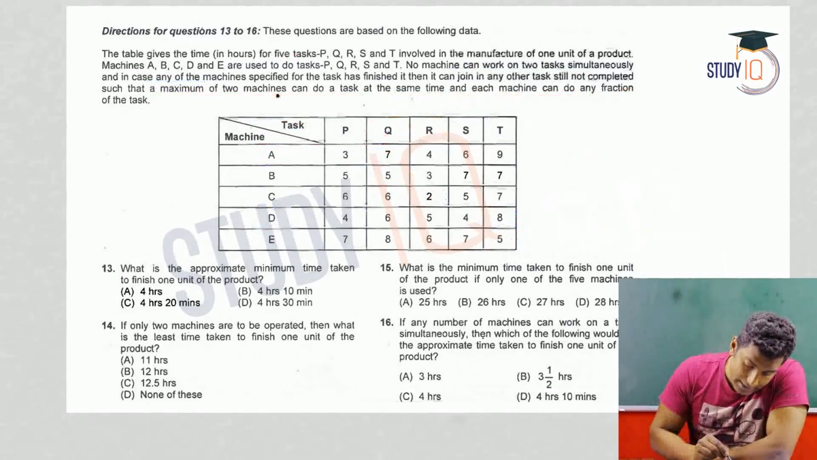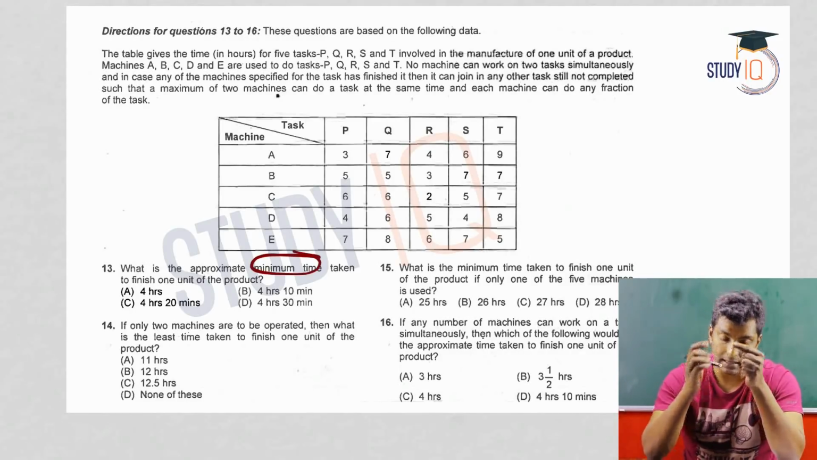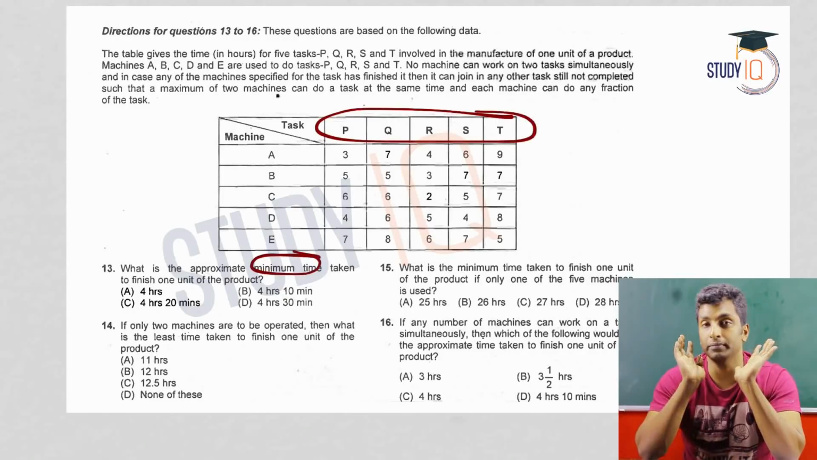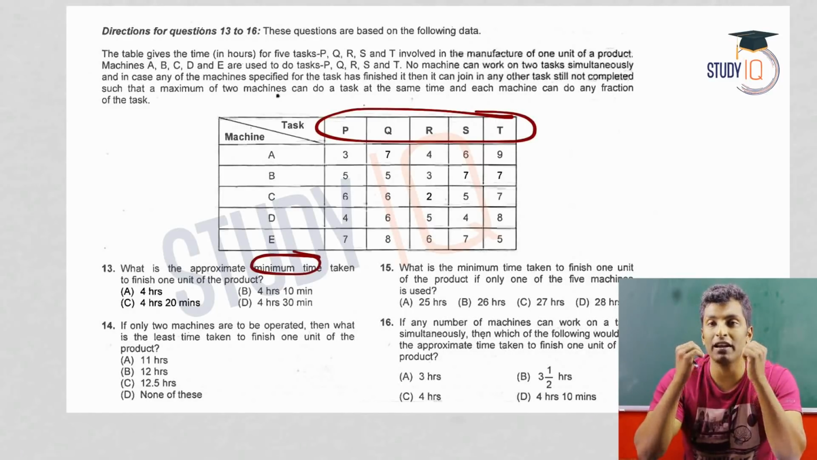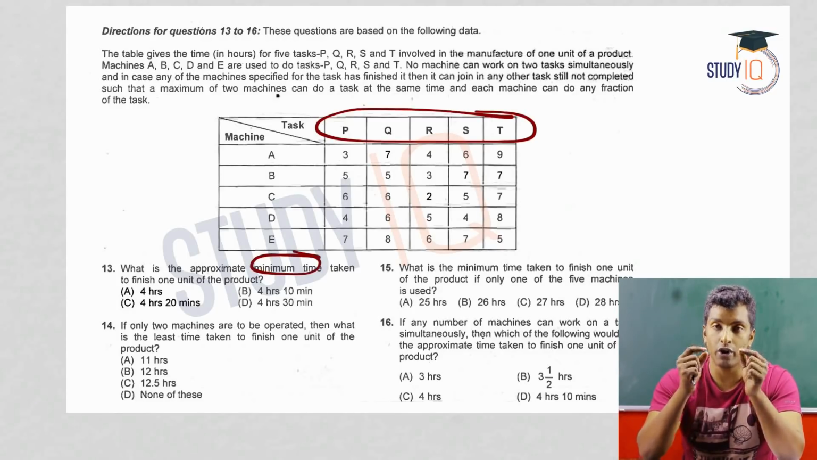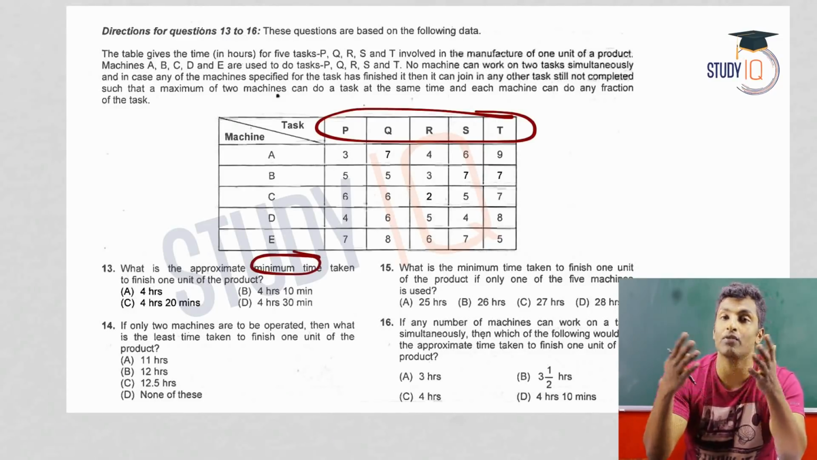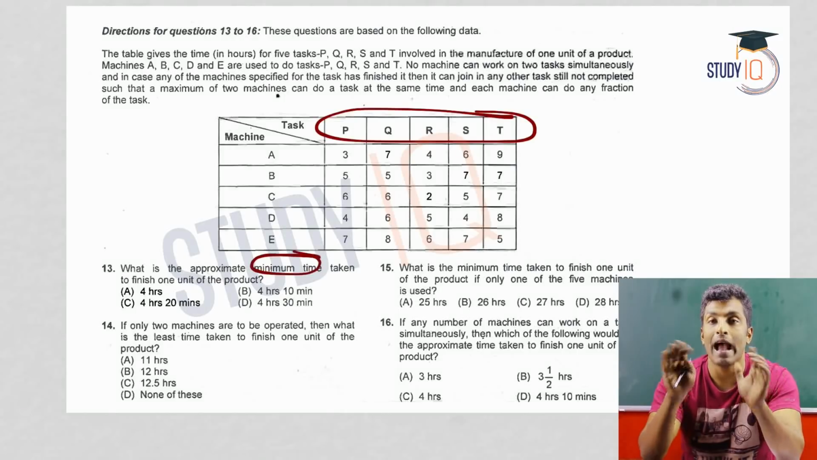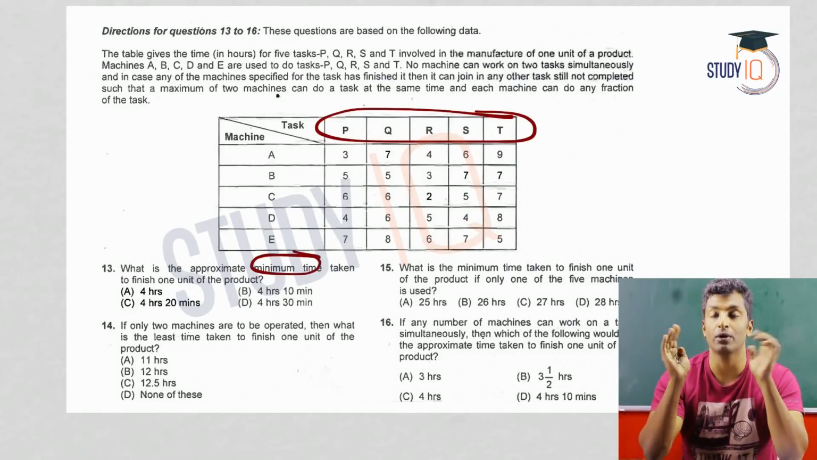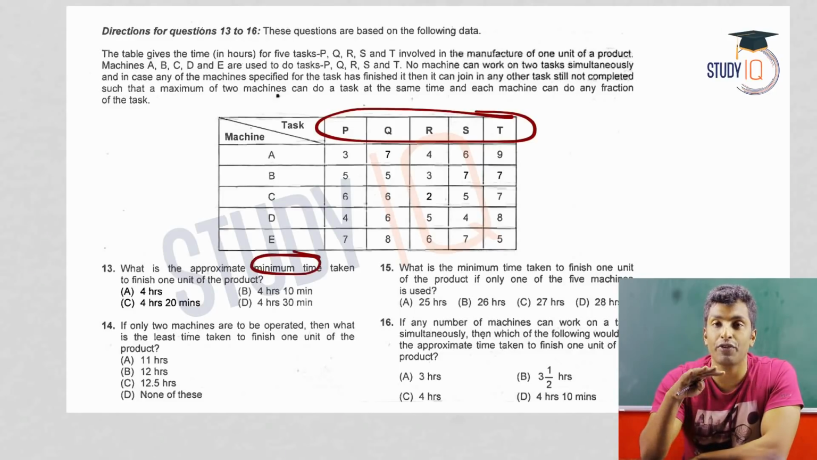Now what is the approximate minimum time taken to finish 1 unit of the product? To finish 1 unit of the product means 5 tasks need to be completed. So what I mean to say is, I need to complete 5 tasks. What is the minimum time taken to complete the 5 tasks? Keeping in mind, no machine can do 2 tasks together, and not more than 2 machines are working together for a particular task. And any machine can do any fraction of the work also.